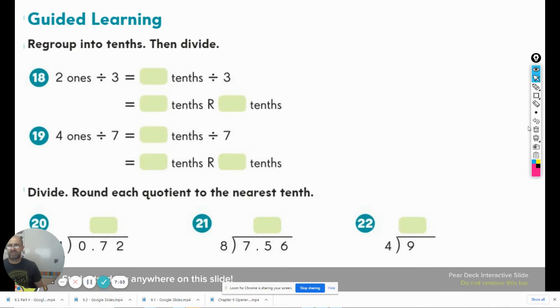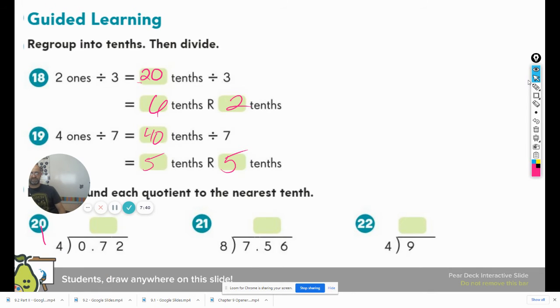They're going to make this messy. 2 ones divided by 3 equals 20 tenths divided by 3, which is going to be 6 tenths, remainder 2 tenths. 4 ones divided by 7 is 40 tenths divided by 7. 40 divided by 7 is 5 tenths with 5 left over. Why don't you pause and do these, and I'm going to come through and do them. 5, 4, 3, 2, 1.